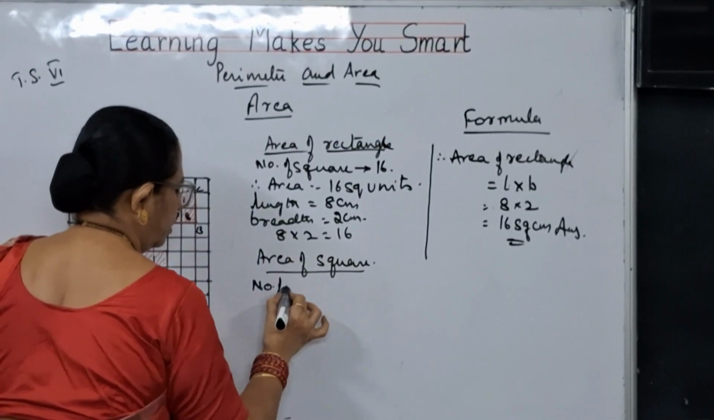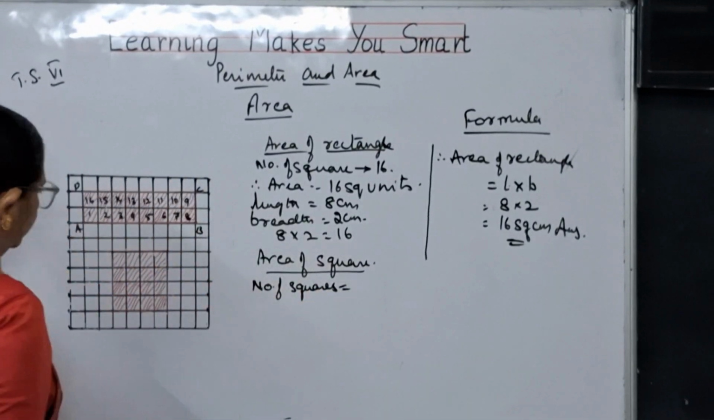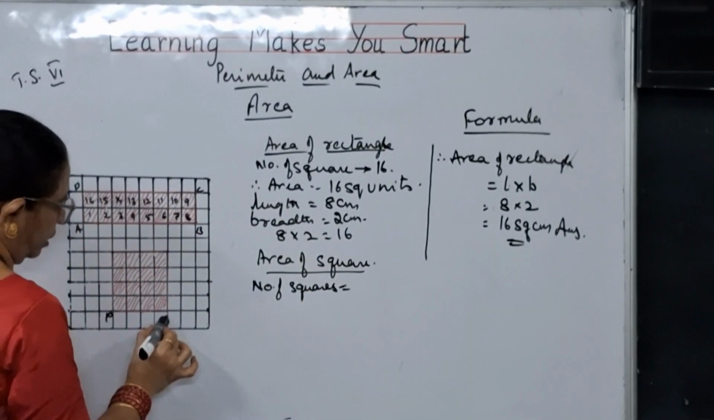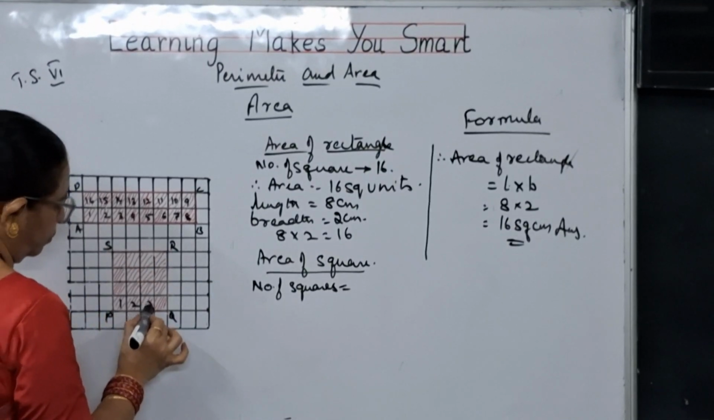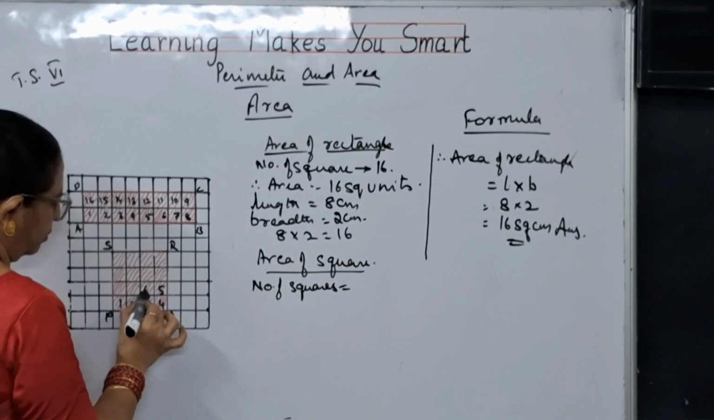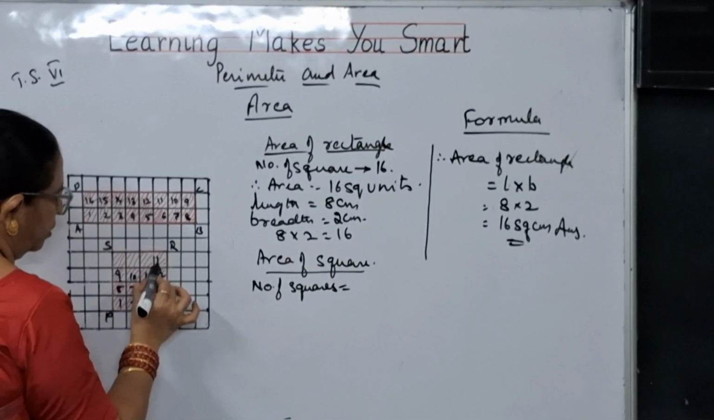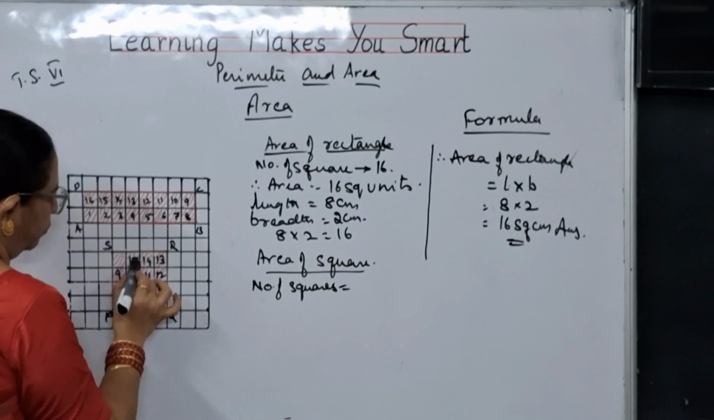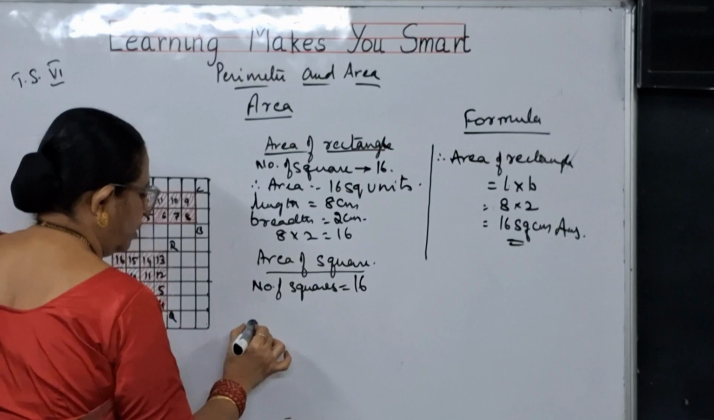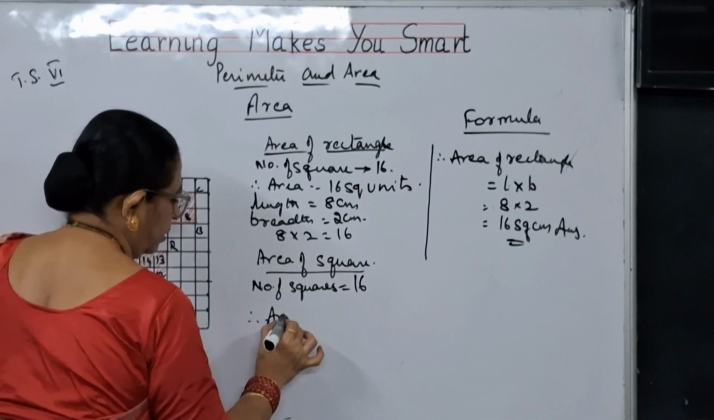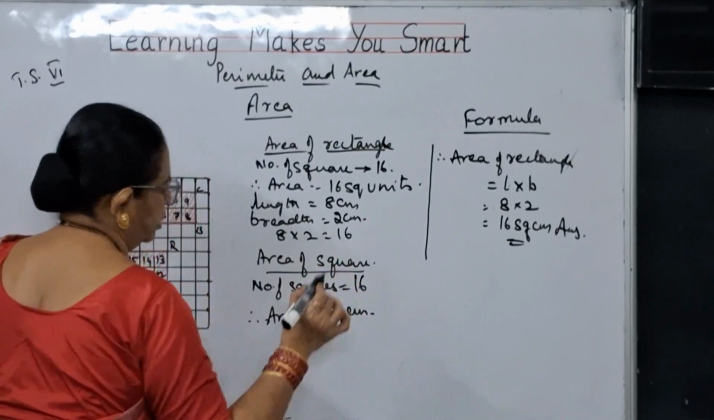How many number of squares are there? Let us see. Let me call it P, Q, R, S. 1, 2, 3, 4, 5, 6, 7, 8, 9, 10, 11, 12, 13, 14, 15, 16 squares are there. So number of squares 16. Therefore, what is area? Area is equal to 16 square centimeters.